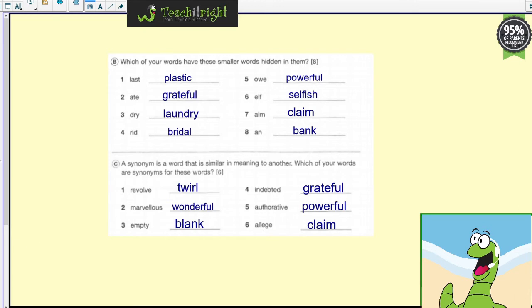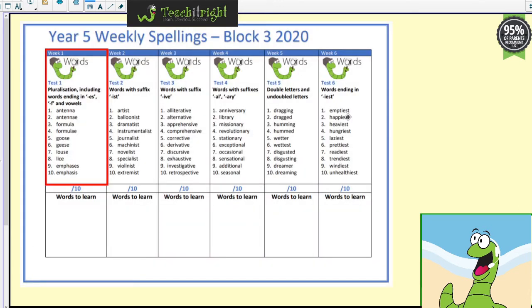Okay, everyone, really well done. Obviously, for next week now, just some reminders. That's pretty much the lesson survived. For next week, please learn the week 1 spellings for your new block. It should say block 3 at the top. These are the ones I want you to learn. This is what we'll be testing on next week.